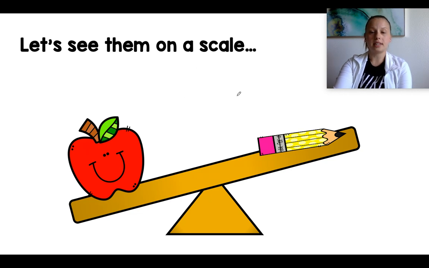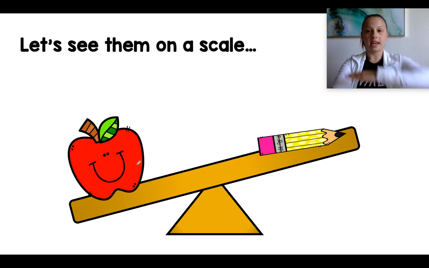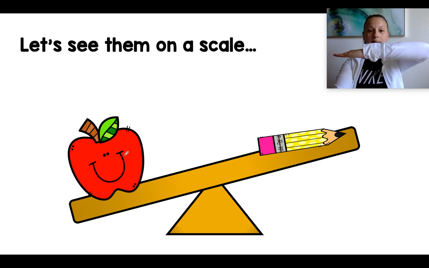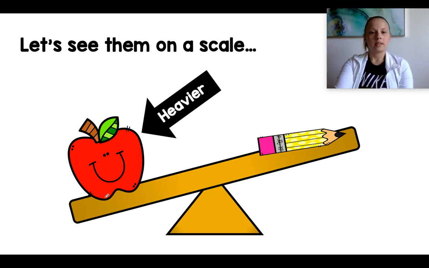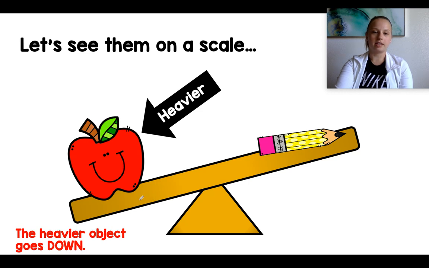Let's see them on a scale. So remember how the scale I showed you was like this? But what happens when you put a big apple on one side and a little pencil on the other side? It will start to tilt. The apple is heavier than the pencil, which means the heavier object goes down. So this side of the scale went down because this is heavier than this.